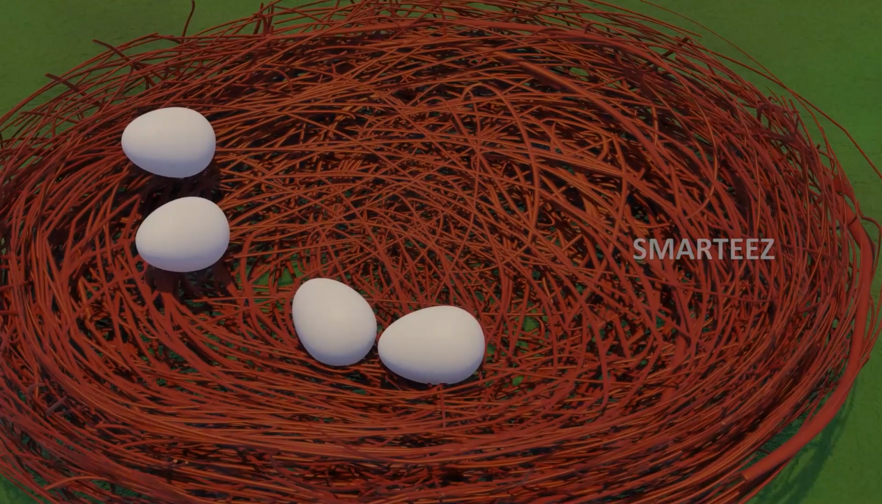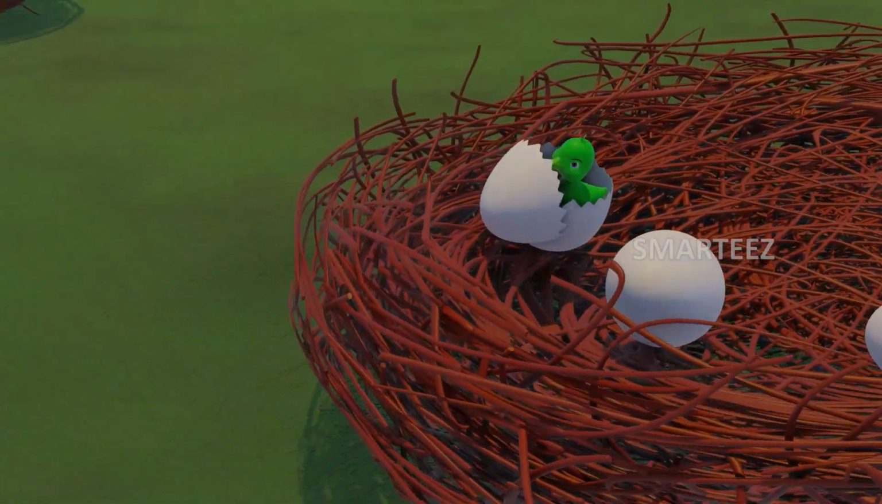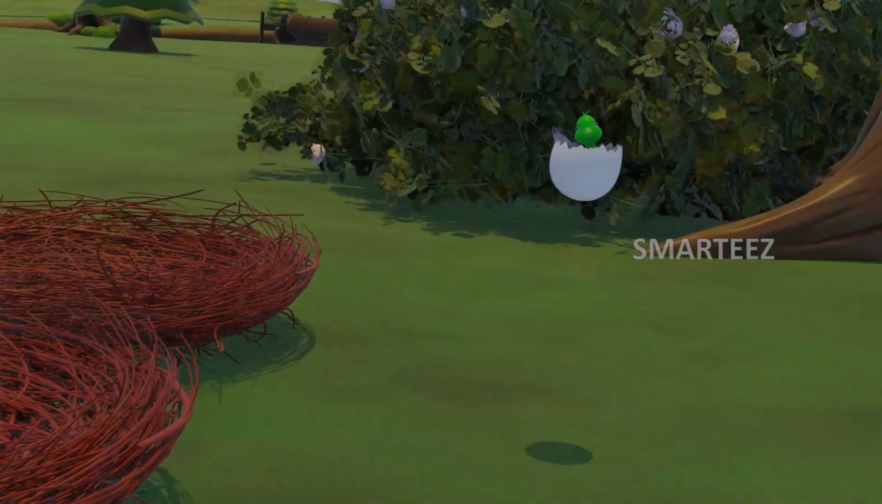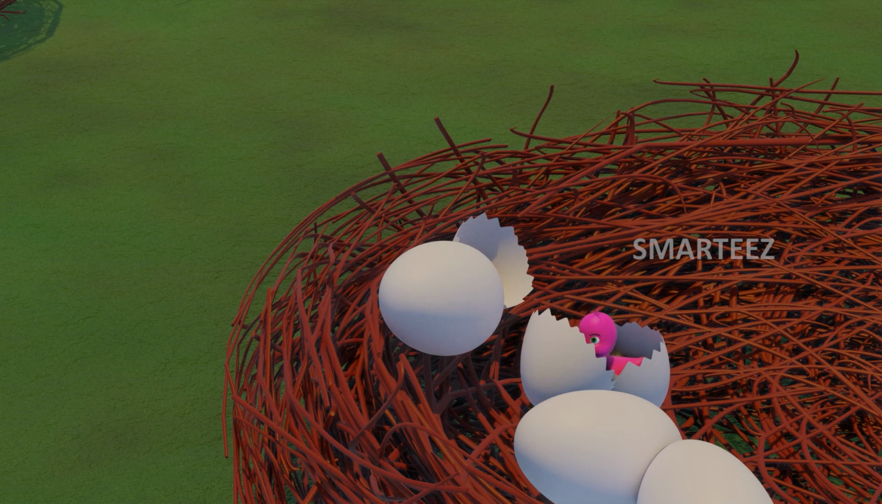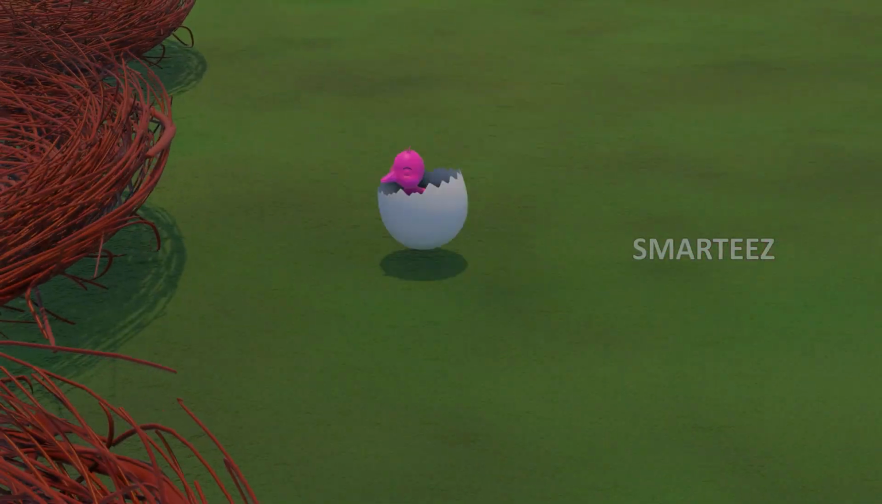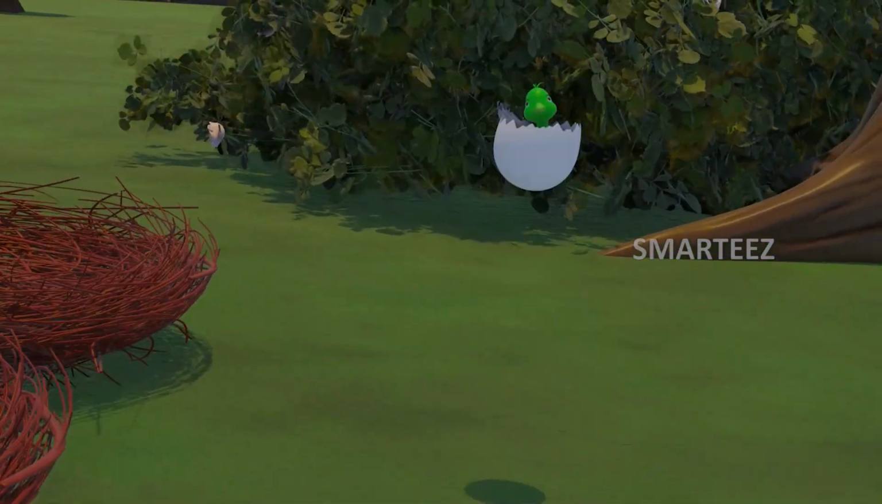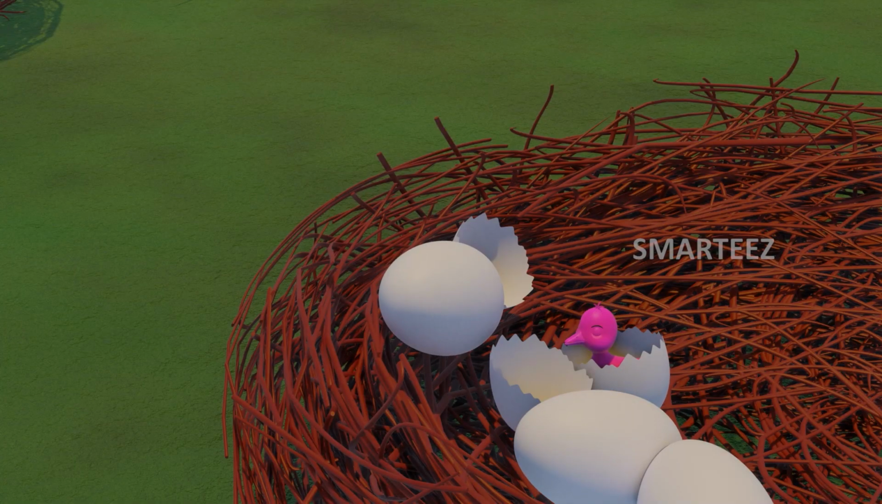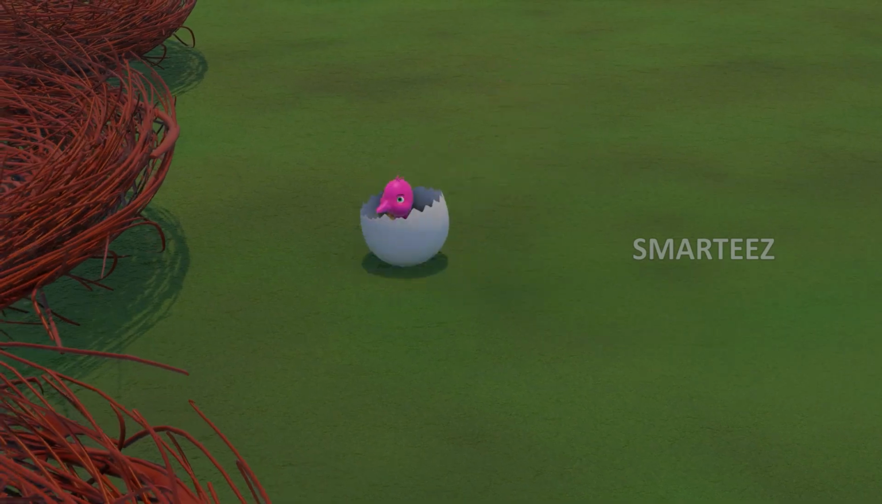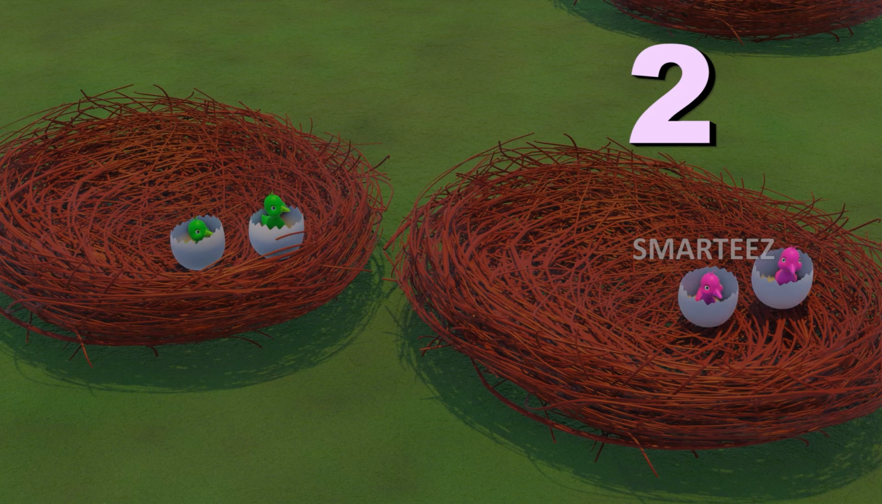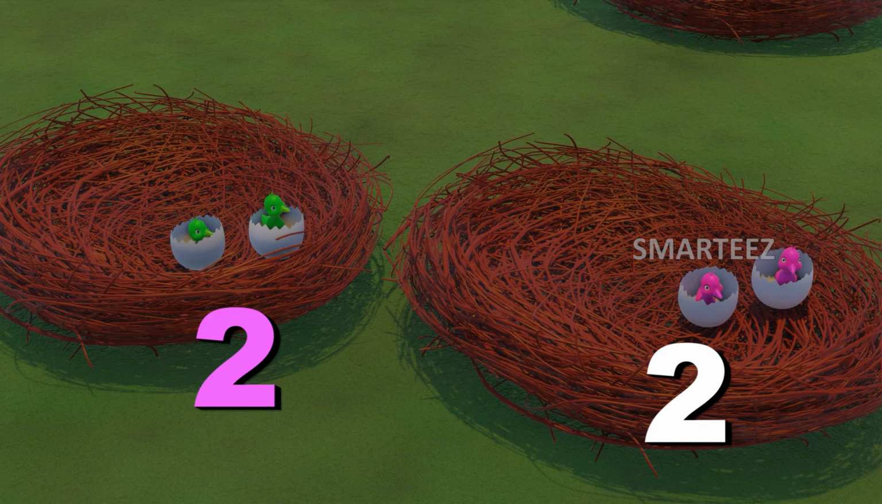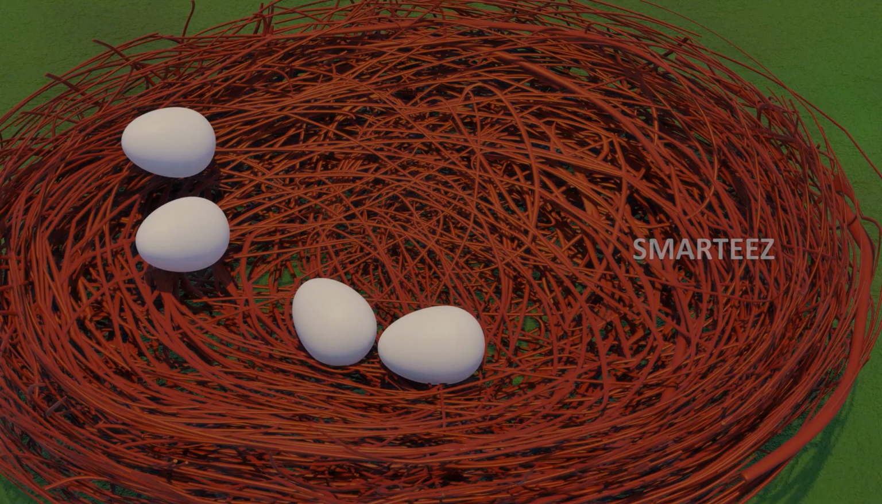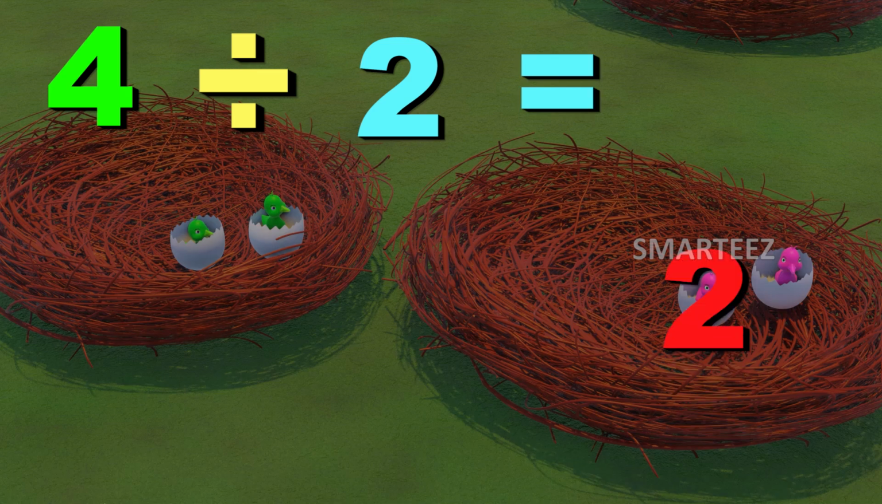Pigeon with eggs. How many of them are here? 1, 2, 3, 4. Let's see what happens when they move to separate areas. One, two. There are totally 2 areas. There are 2 of them in each area. When we divide 4 by 2, we get 2.